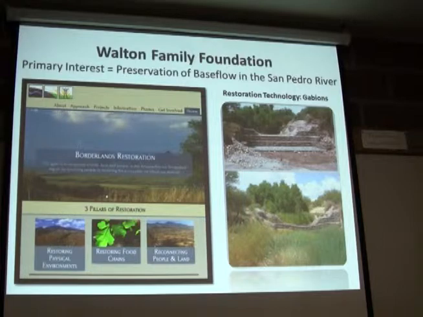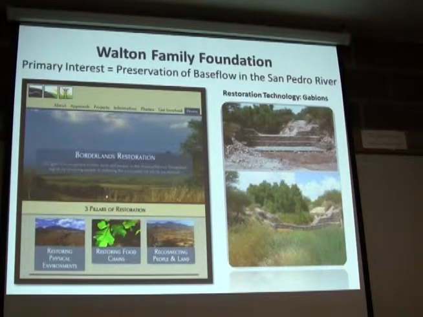So the Walton Family Foundation's primary interest is preservation of base flow in the San Pedro River, and that the Sprinka is one of the key locations that they're interested in. So the Walton Family Foundation hired Borderlands Restoration to do some restoration because of their experience in gabions. So gabions are these rock structures that are put in the channel. They're wrapped in wire. They're dams. They can be used to detain or retain water. These are detention structures. The water slows down and then leaves.